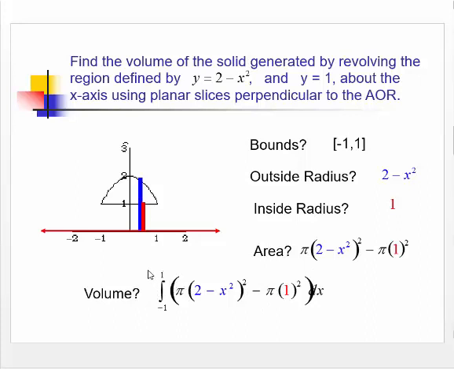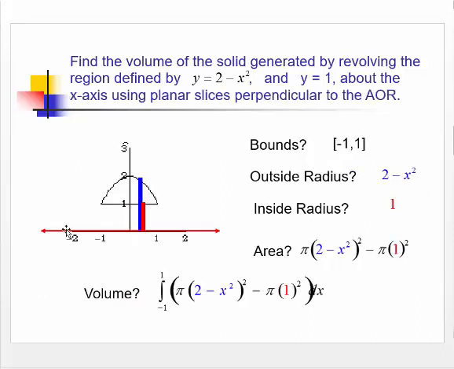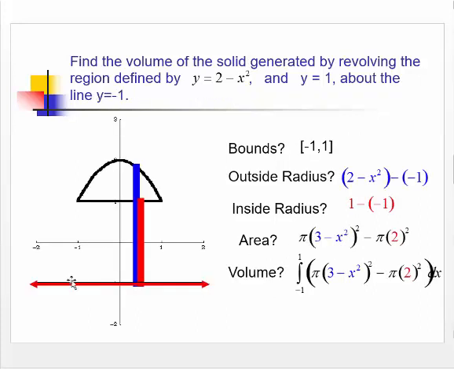All right, but let's change the axis of revolution. Say the axis of revolution was not the x-axis, or y is equal to 0, but let's change it and revolve it around the line y is equal to negative 1. So notice how in the previous example it was the x-axis, but here the axis of revolution is y is equal to negative 1. So you're revolving it further around. All right, so the bounds of integration don't change.